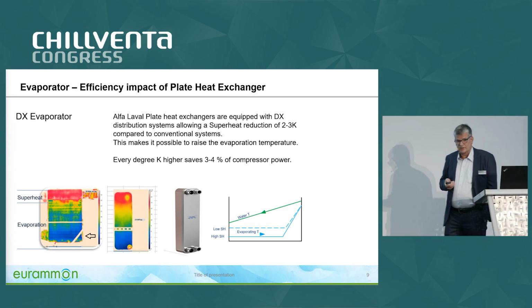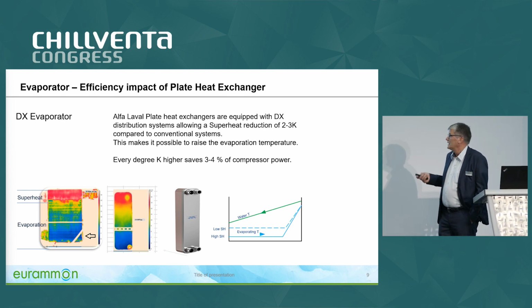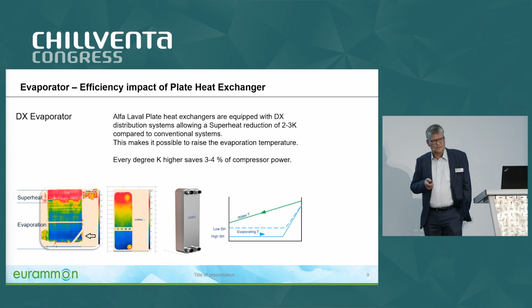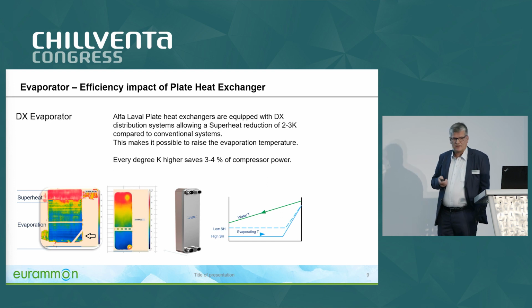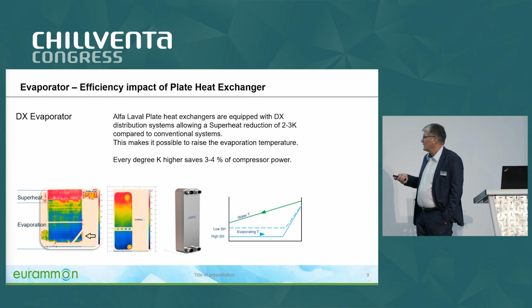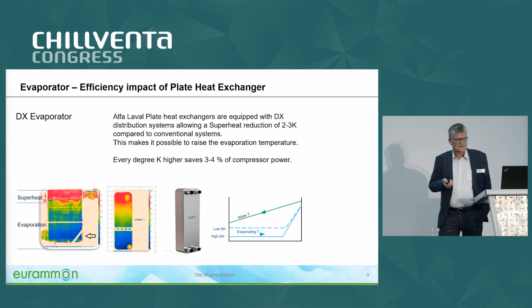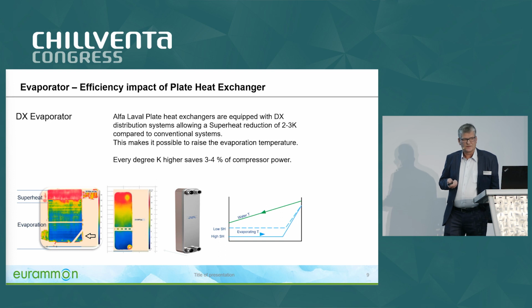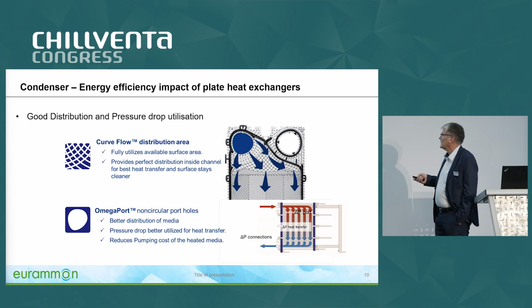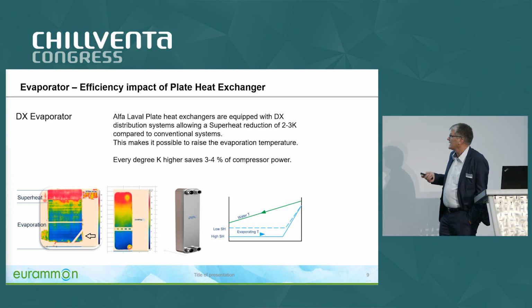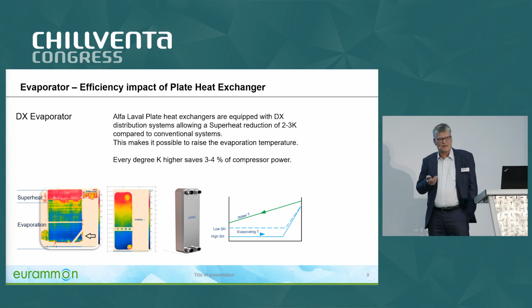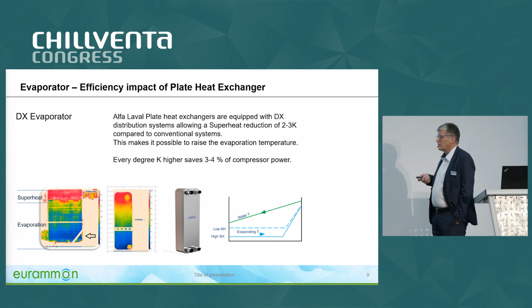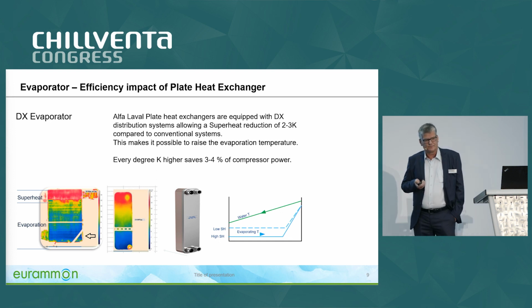For DX evaporators in smaller heat pumps, we are studying a lot about distribution of refrigerant in the heat exchangers. And by having almost perfect distribution, we can raise the evaporation temperature by reducing the superheat temperature. And by raising the evaporation temperature a couple of degrees, we can save like 10%. You can see 3 to 4% per degree Kelvin.